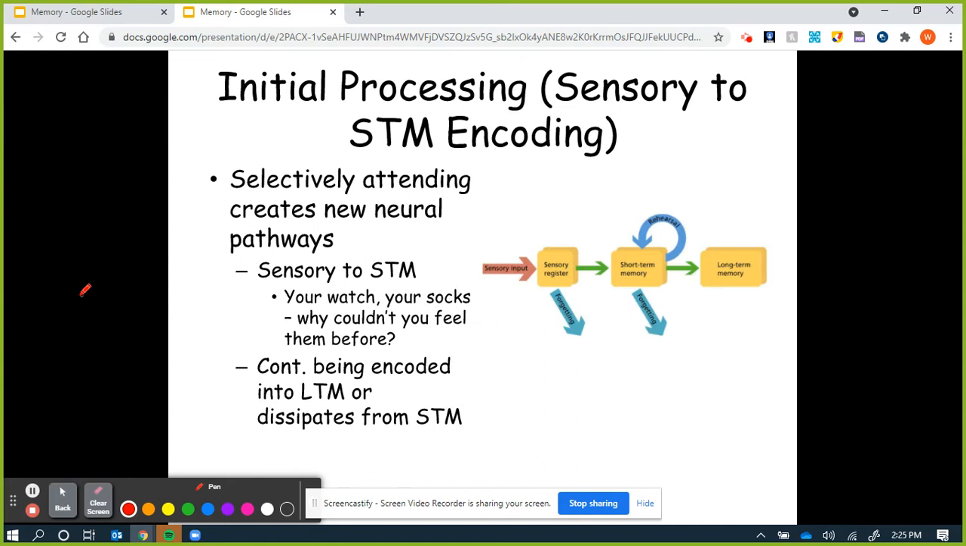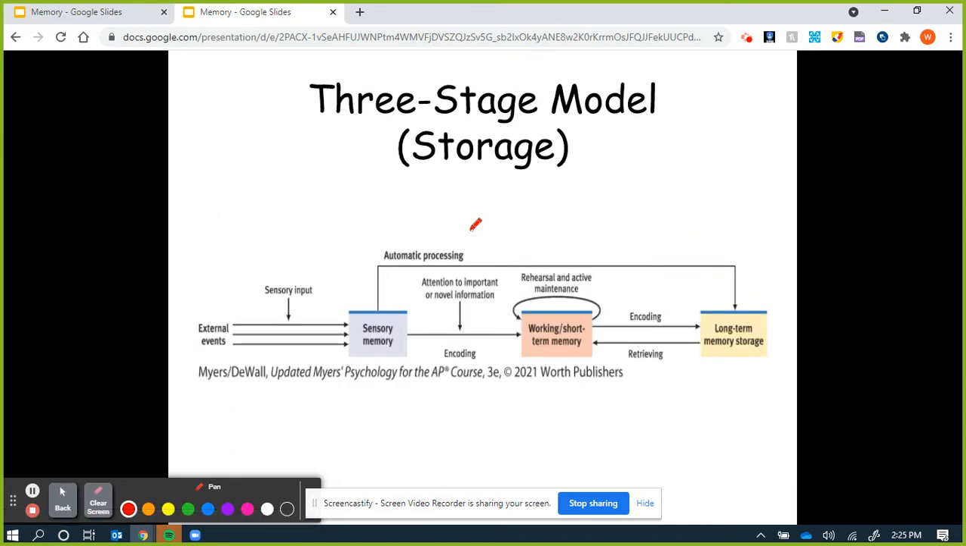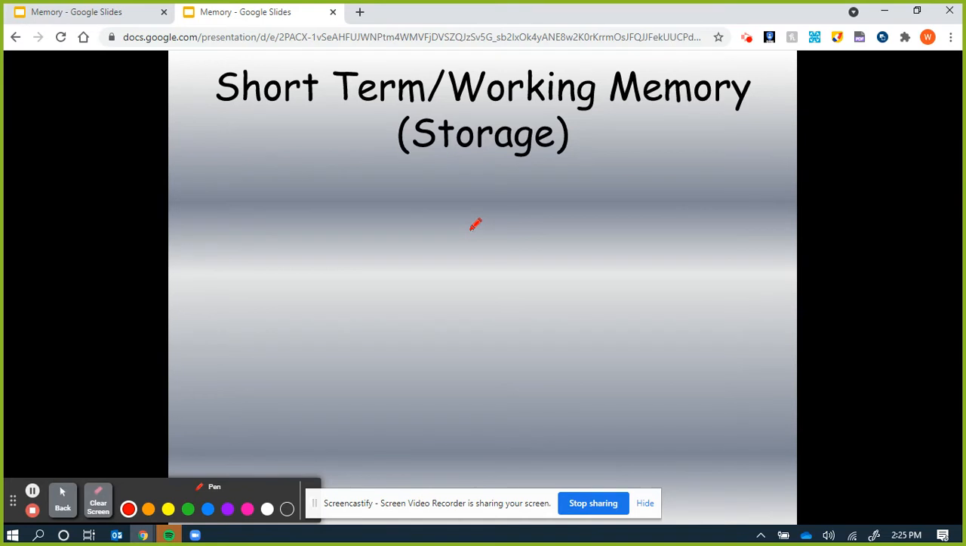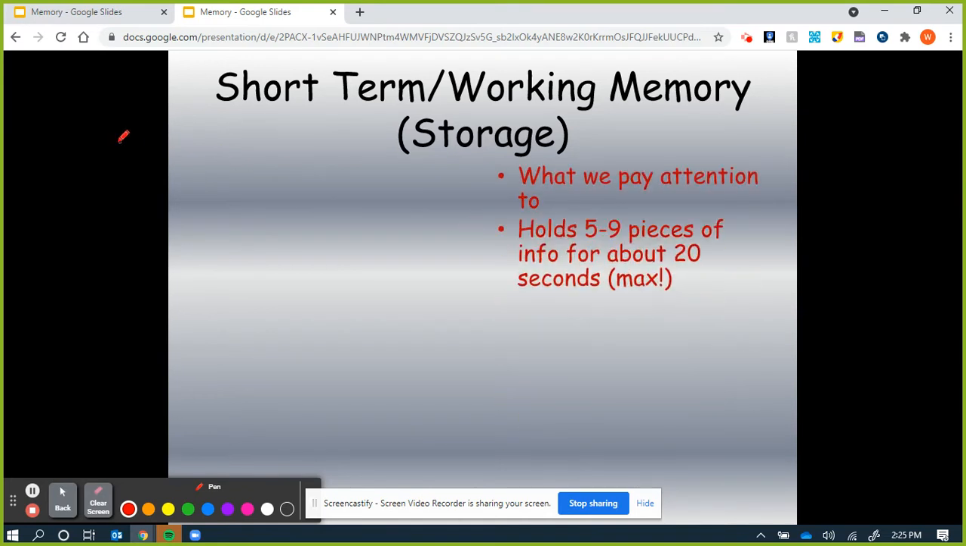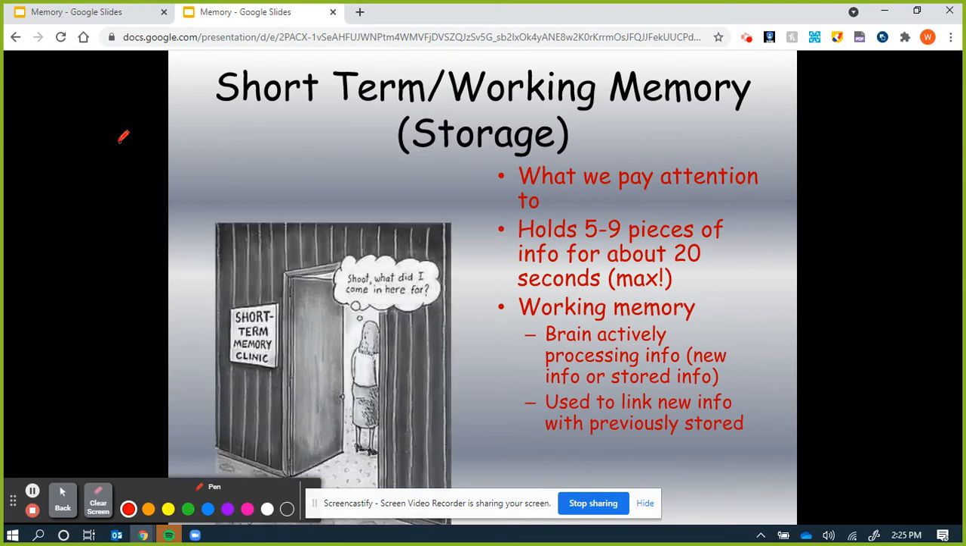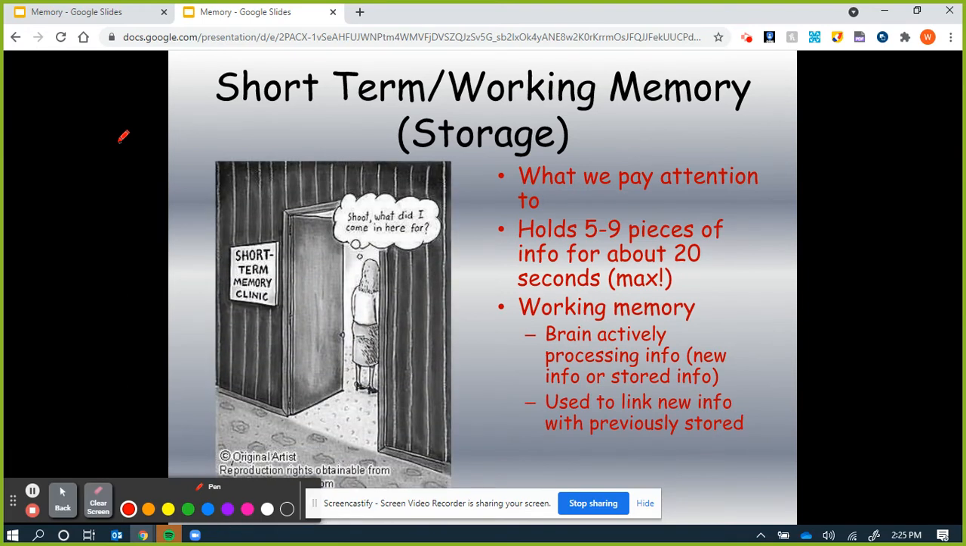All right, so once information is selectively attended to and was kept in sensory memory long enough, it is then transferred. Selectively attending to it creates new neural pathways, and by paying attention to it, it is very quickly transferred over to the next stage of memory in the three-stage model, what is called short-term or working memory. Short-term is kind of the old term for it. Working memory is a newer term for it.